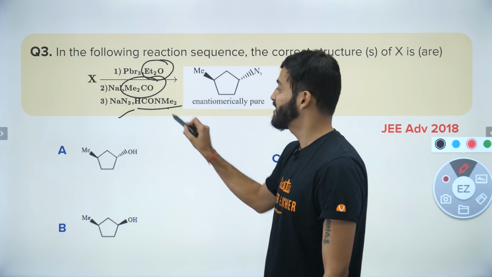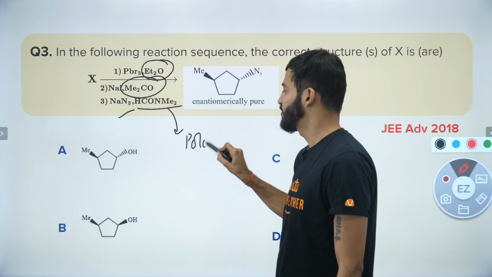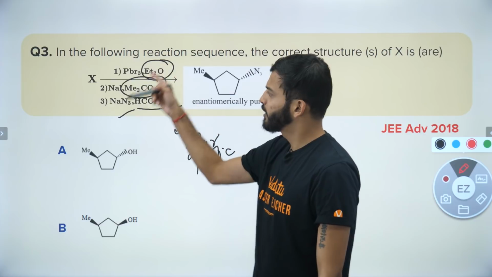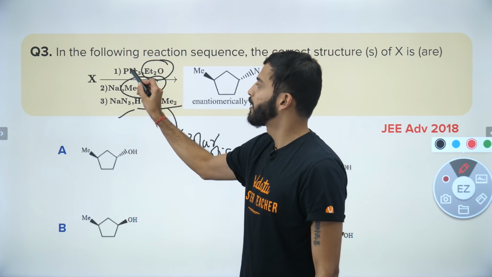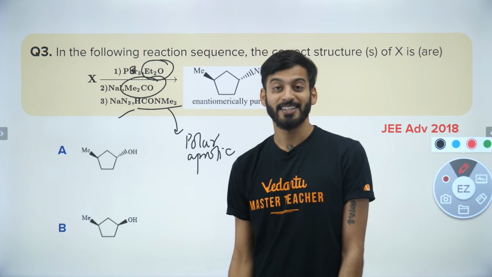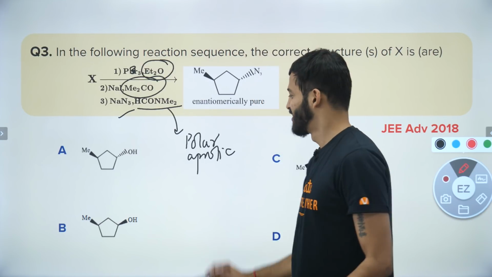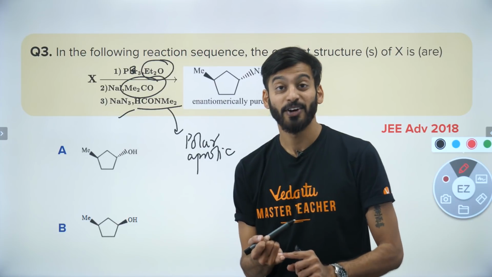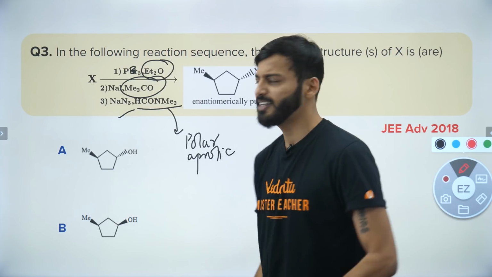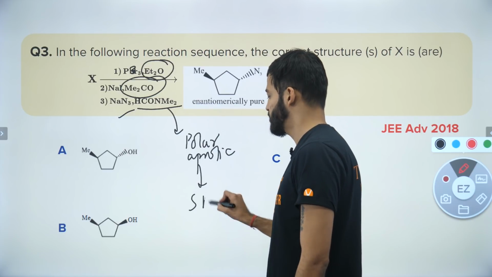Boys and girls, all these are polar aprotic solvents. And if you look at the reagents, this is PBr3. Your reagents are strong nucleophiles. Nucleophiles are strong, and your solvent is polar aprotic. It is a clear indicator that the reaction has to be which reaction?